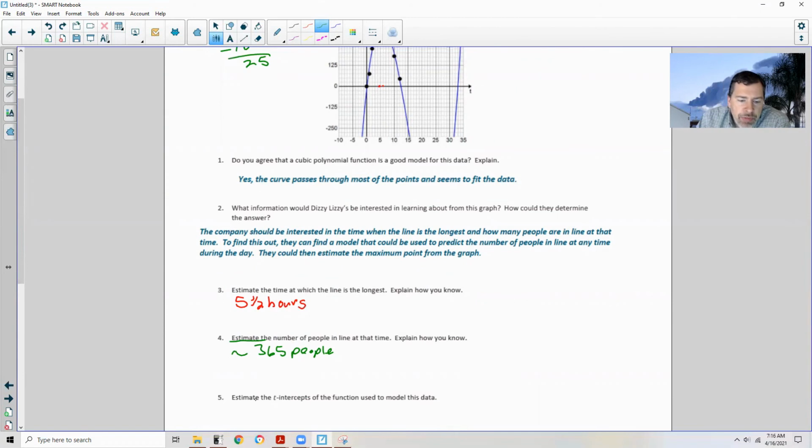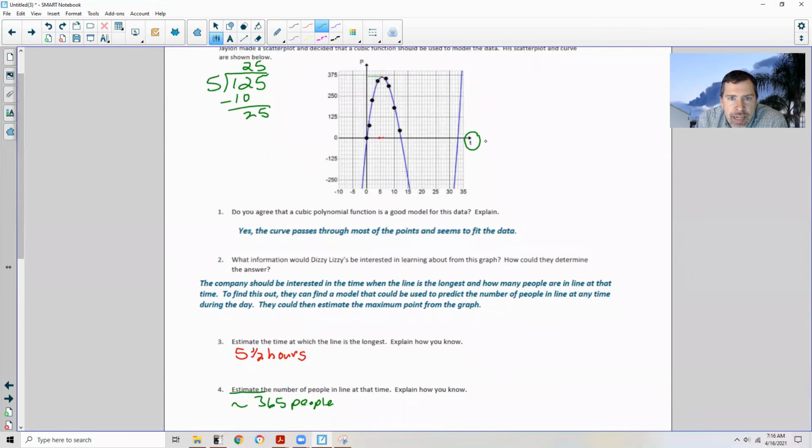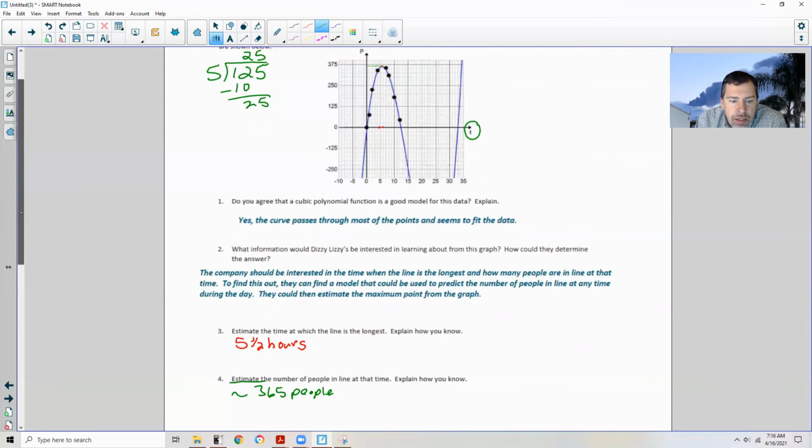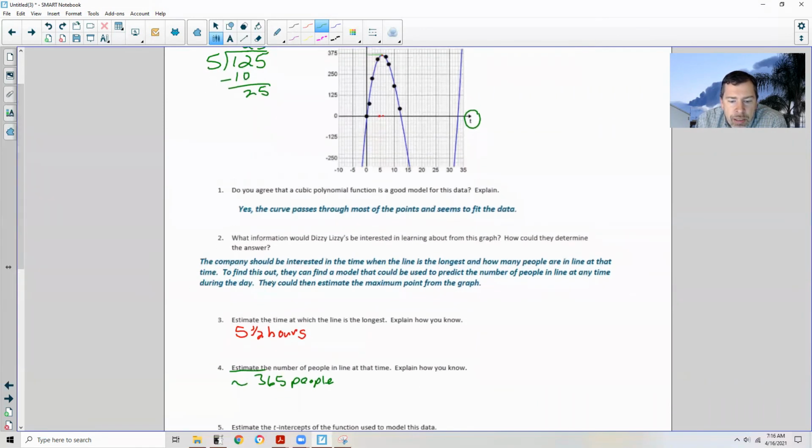Okay, now number 5 says to estimate the t-intercepts of the function used to model this data. Now, when they say t-intercepts, our x-axis is our t-axis and our y-axis is our p. So the number of people in line at any given time is what that means. So it says to estimate the t-intercept of the function used to model this data.